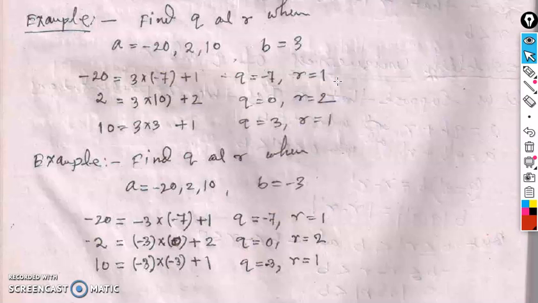This representation is unique. If I wrote 3 into minus 7 minus 14 minus 6, that should not be considered because r should be a non-negative integer. So this representation is unique. Similarly, when we divide 2 by 3, 2 should be written as 3 into 0 plus 2, the remainder is 2, so r is 2 and q is 0. When we divide 10 by 3, the result is 3 into 3 plus 1, q is 3 and r is 1.